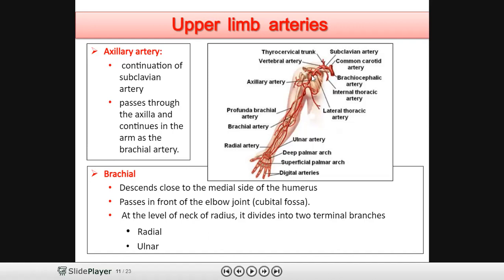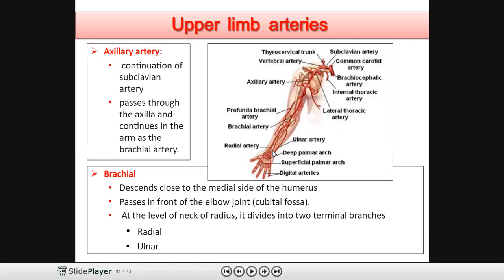subclavian, axillary, becomes brachial as soon as it passes the cubital fossa. At the level of the neck of the radius, it splits into radial and ulnar artery. So the artery that started from here comes down to supply the whole of the upper limb.